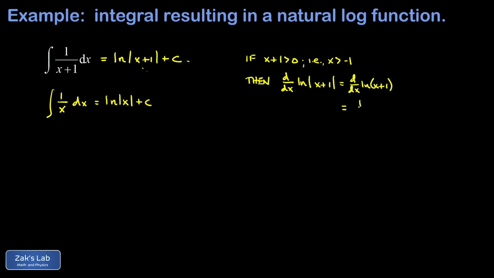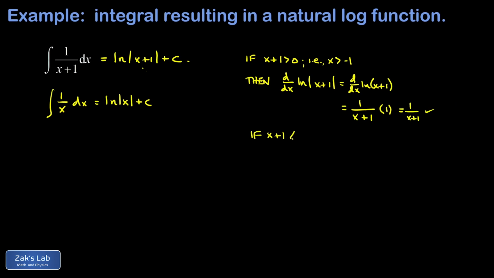That gives me 1 over the argument of the natural log function, which was x plus 1, multiplied by the derivative of that argument, which in this case, again, is just 1. And I get back what I started with, and I know I have the right answer for that antiderivative.